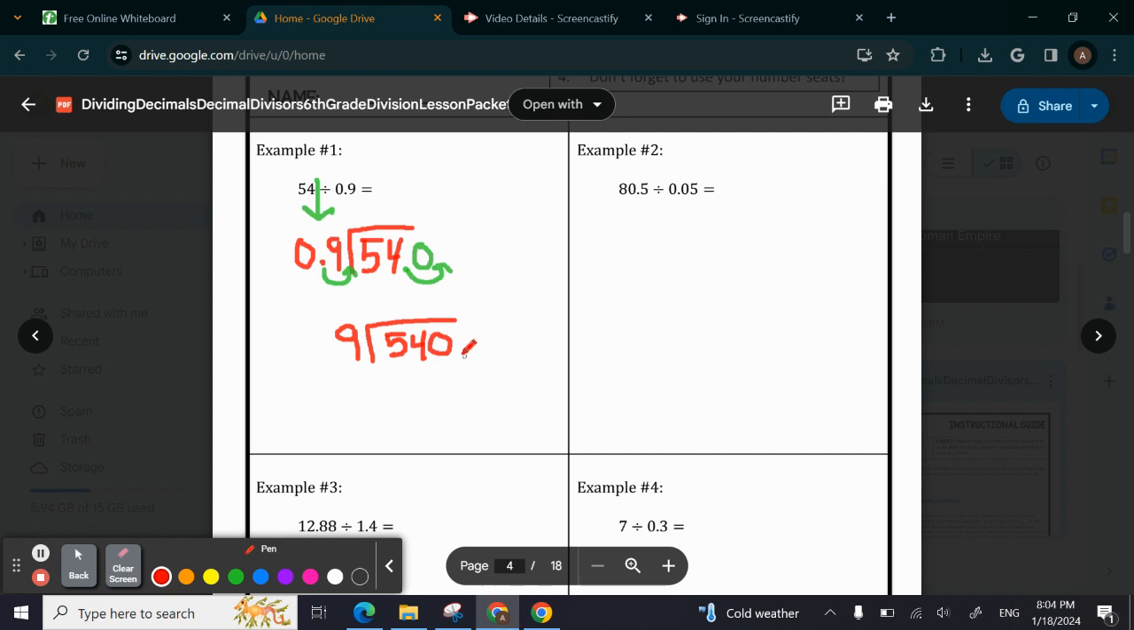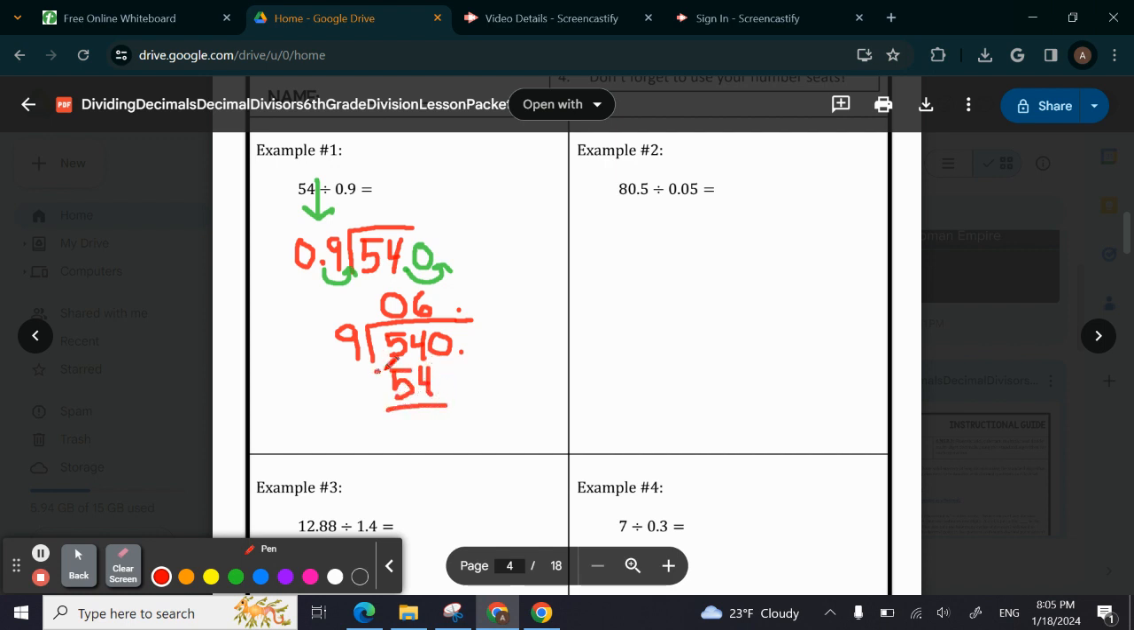Our next step is to move up the decimal point. Our decimal point is at the end of our whole number, so let's move it up here. And now step 5 is to solve. How many times does 9 go into 5? 0. How many times does 9 go into 54? Well, let's think. 9 times 6 is 54. So we can do 6 up here. 54.